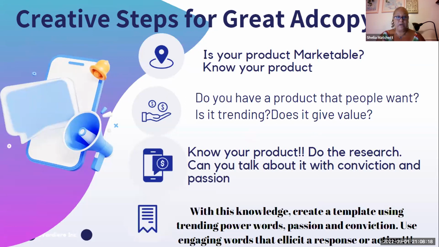Okay. Know your product. Is it marketable? Is it something you can talk about? Okay. Do your research on it. Can you talk about it with conviction and passion? There's that feeling of connection, that passion that they want to see. With this knowledge, you can create a template using trending power words, passion and conviction.